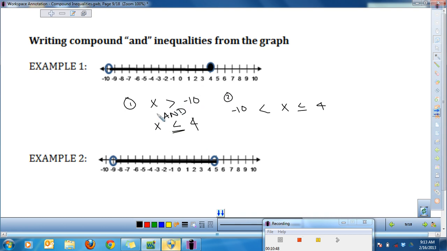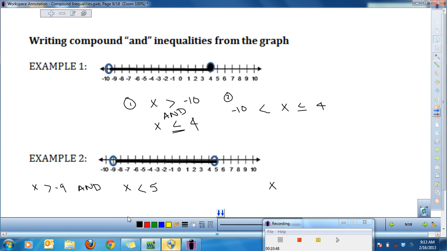If you write it this way, the word and needs to be in between. So let's do this one again. I'm going to draw two X's. Let's do this one first. We have a -9 and a 5. So I know that this is not going to include the equal to because it's not filled in, and it needed to be a greater than. So X is greater than -9, and this one needed to be a less than. X is less than 5.